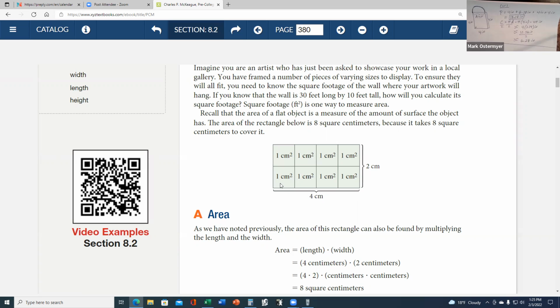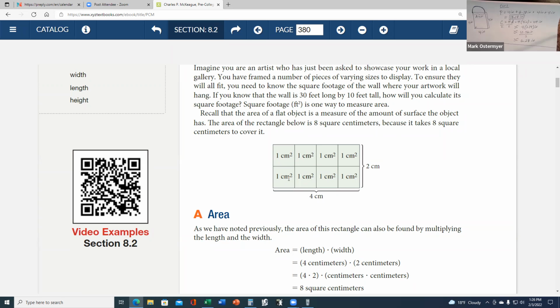Each one of these little squares represents what's called 1 square centimeter of area. 1 square centimeter. So how many square centimeters do we see as being the area of this rectangle that measures 4 centimeters by 2 centimeters? What do we see? How many do we count? 1, 2, 3, 4, 5, 6, 7, 8. So it looks like the area of this rectangle would be 8 square centimeters.